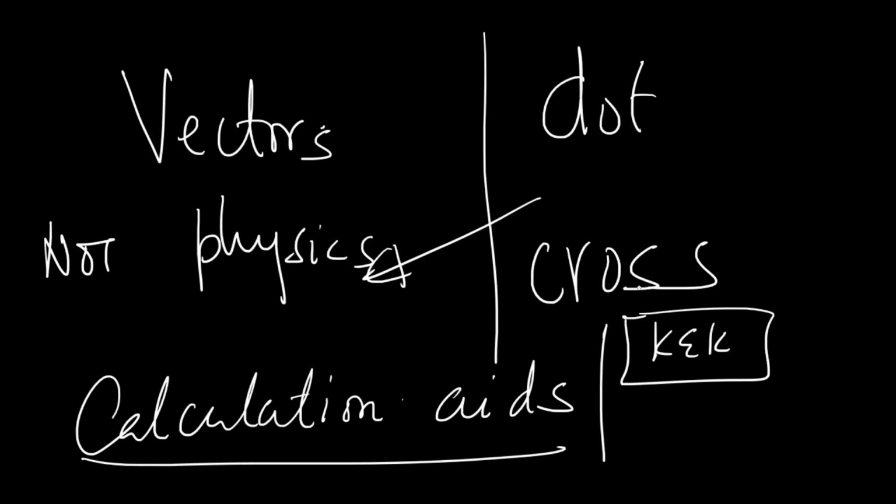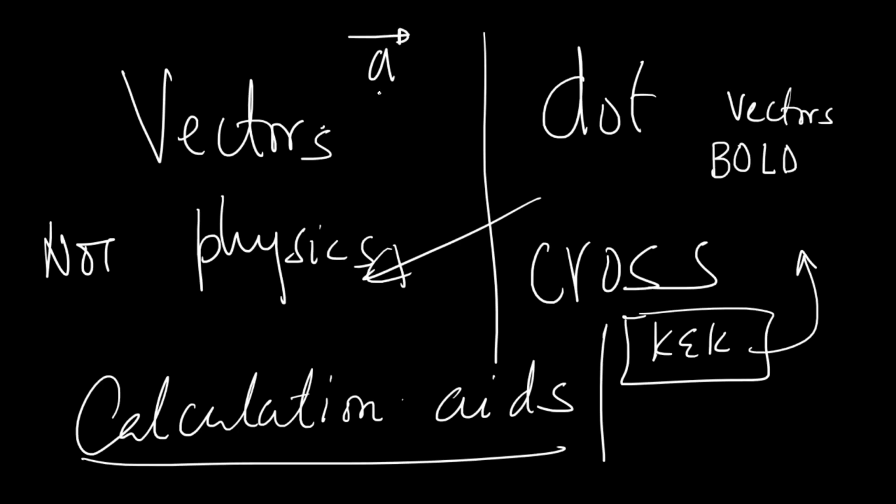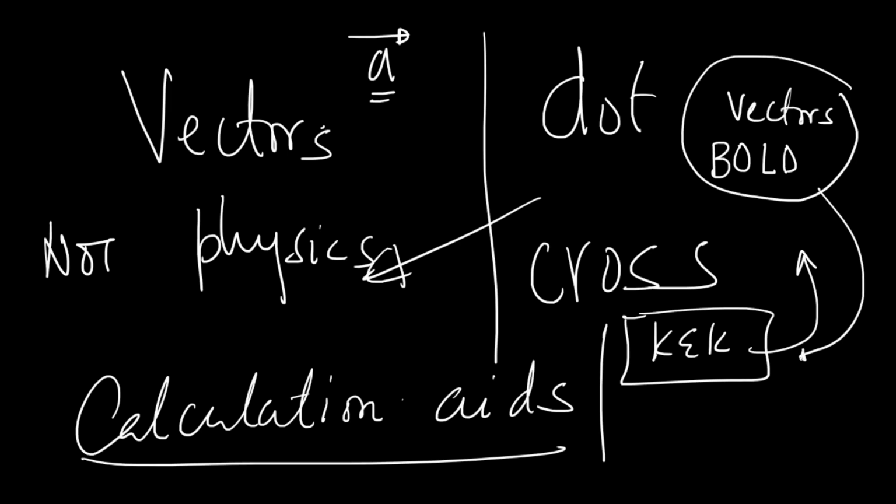Just to remind you again, K&K use bold letters for vectors. They don't write a vector A with an arrow or a bar. The A itself will be in bold, and that's how you're supposed to recognize a vector in K&K. So please be careful here. Whenever you come across a bold letter, it might be a vector. It is mostly a vector. So keep that in mind.